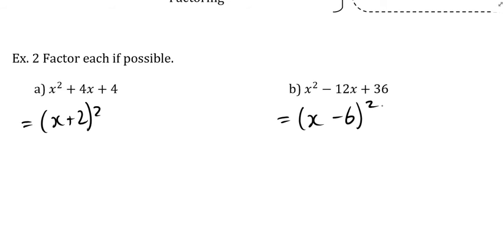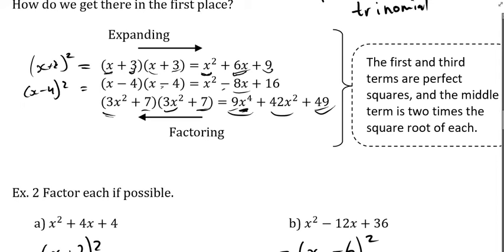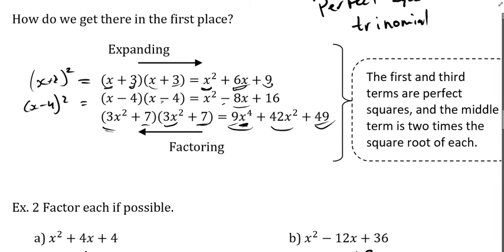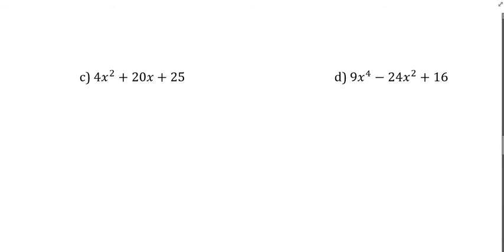If you're not seeing it and you think this is like voodoo magic, remember it all comes down to how did we get there in the first place? You have to see that connection. Okay, try C. No common factor here. There's no trick like that.